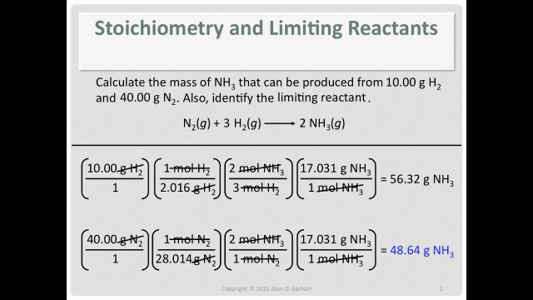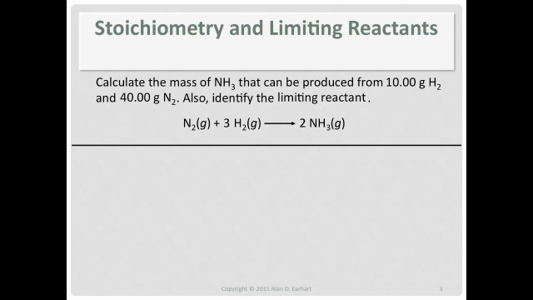So in this method, you calculate the product mass first, and from the smallest one, you identify the limiting reactant, which is N2. The other method I showed you, and this is the one that shows up in most of the chemistry textbooks that I see, is that you identify the limiting reactant first, and then from that, you calculate the mass of ammonia that can be generated.